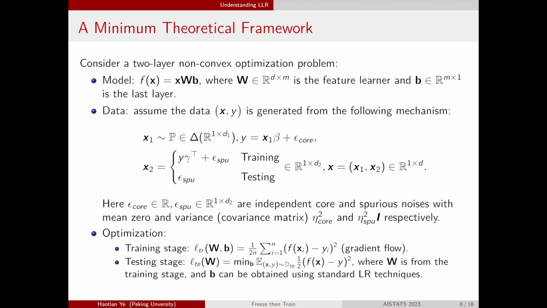Our data is generated using the following mechanism. Here x1 is the core feature and is invariant, and the label is generated by x1 plus a core noise term. x2 is the spurious feature that is different during training stage and testing stage, and is determined by the label and another spurious noise term. These two noises are independent, and they have variance eta core and eta spurious. During training, we consider an infinitesimally small learning rate such that the optimization becomes a gradient flow. After the training stage, the learned features W are fixed, and we only retrain the last layer b. This can be obtained by standard LLR techniques.